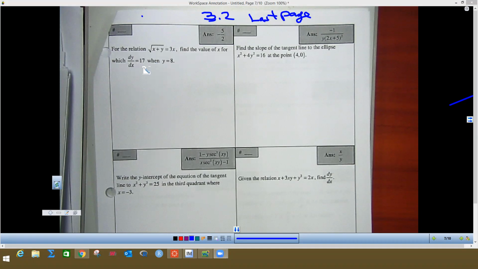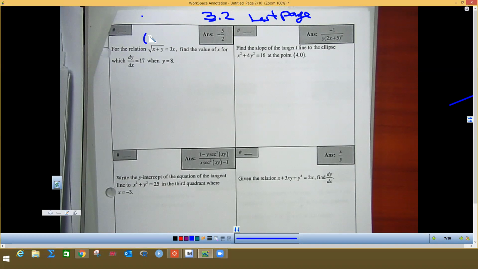I did this yesterday. I don't know if I made a video of it or not, but I could actually solve this and get two different answers without even using the calculus. I could just plug that 8 in and solve for x, and there's two answers. But there's only one answer that works when the change in y with respect to x is 17.